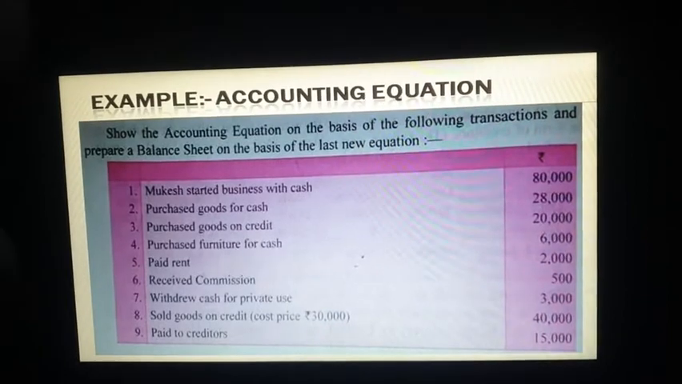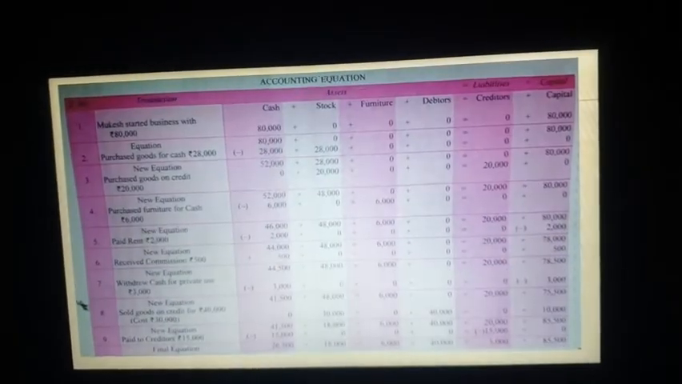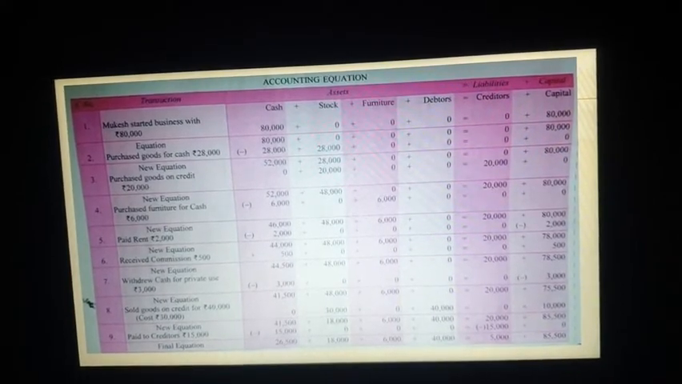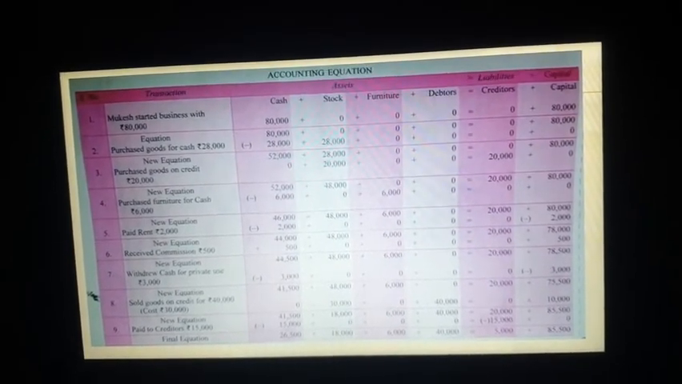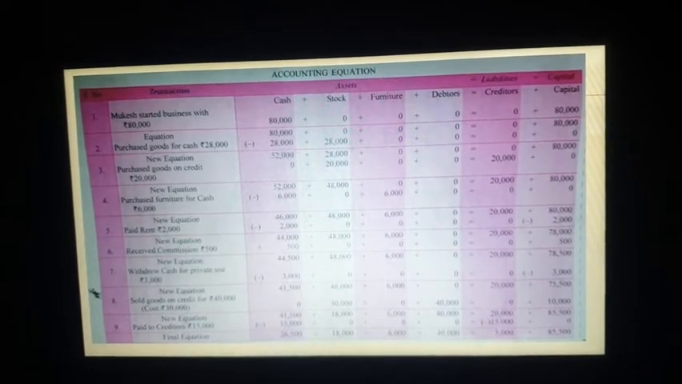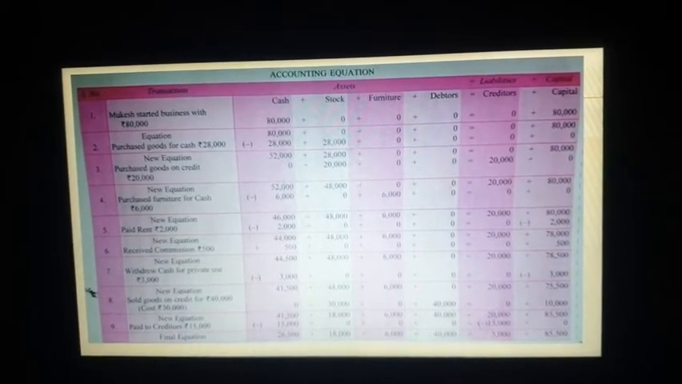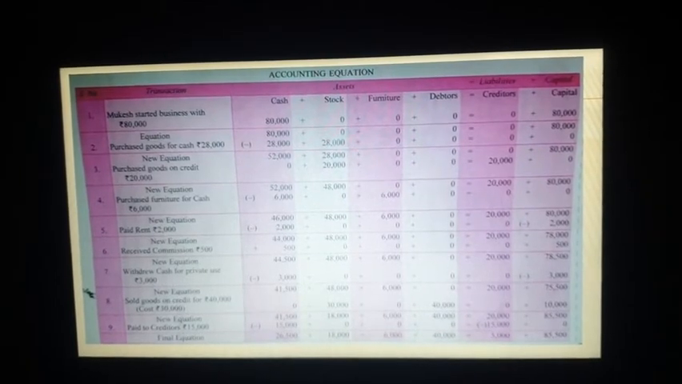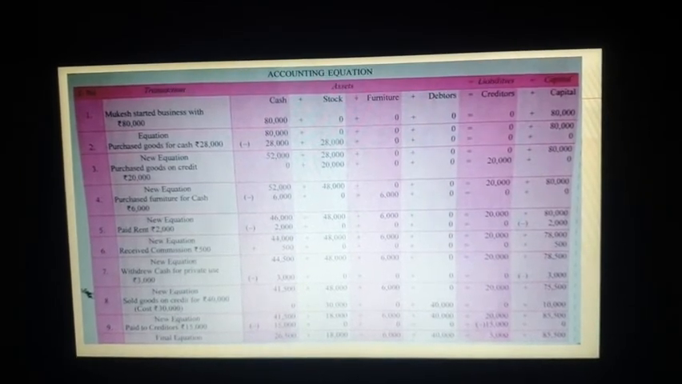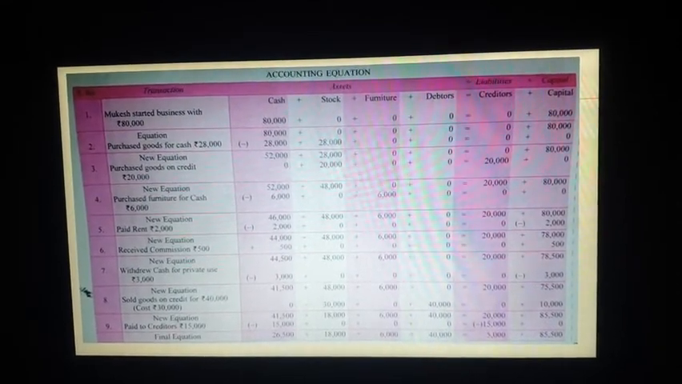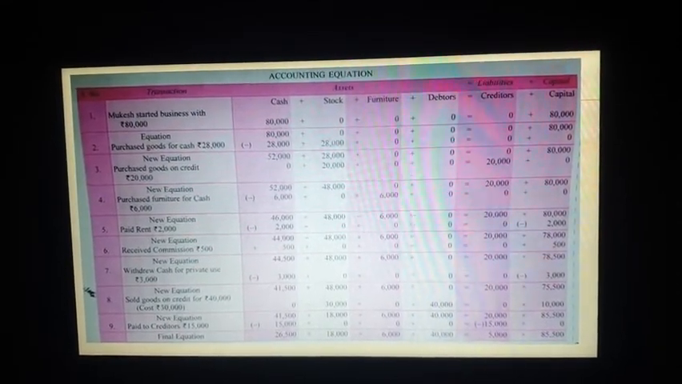So let me take you to the answer part. Now see that cash is decreased by 28,000 because we are purchasing the goods. Then we have to pay in cash. So cash is decreased by 28,000 and stock is increased by 28,000. So in this transaction there will be two impacts. First in stock because goods is coming in the business. So stock is increased by 28,000 and cash is decreased by 28,000.